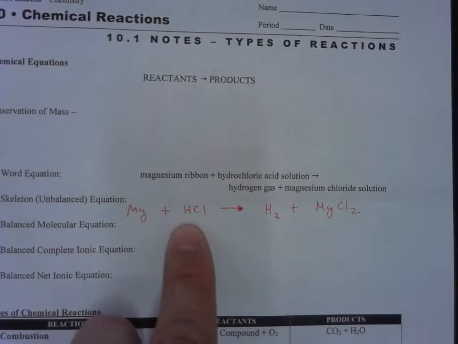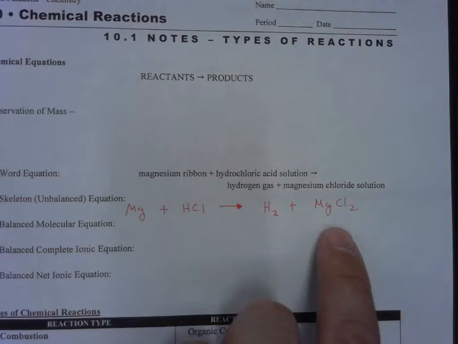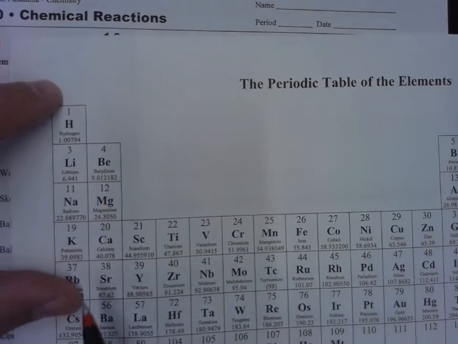HCl is hydrochloric acid. You should have learned that from the last unit. And magnesium is just magnesium. You can look on the periodic table. I'll bring up a periodic table right now so we can look at magnesium chloride together. Alrighty, how did I know magnesium chloride was MgCl2?